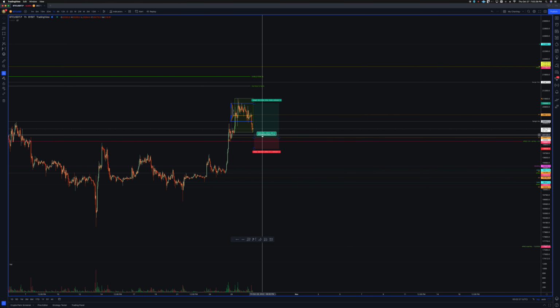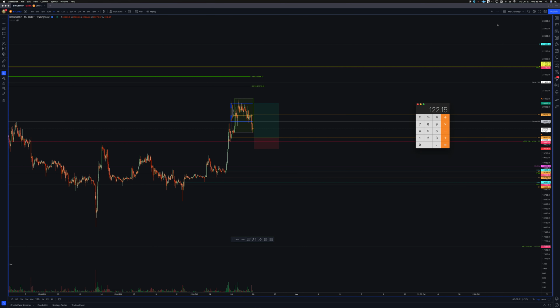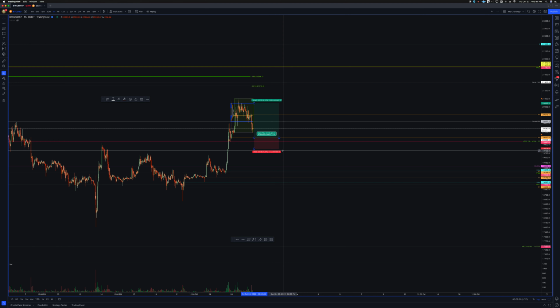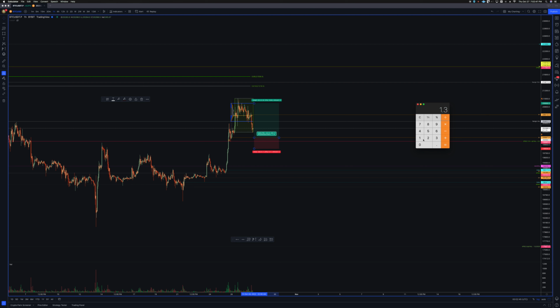Okay, but now we have our stop loss at 1.29%. Back to this calculator. I know I've been all over the place. We're going to take 122.15 divided by the stop loss, 1.29, divided by, we're going to say 1.31 just in case, equals, and we times this by 100. There's our position size, 9,324.